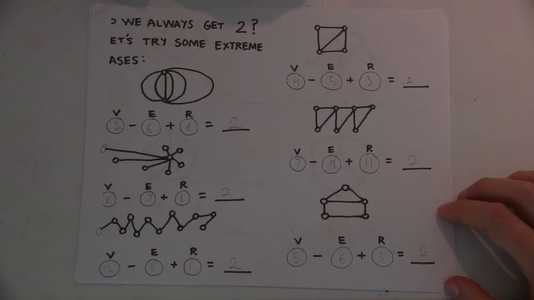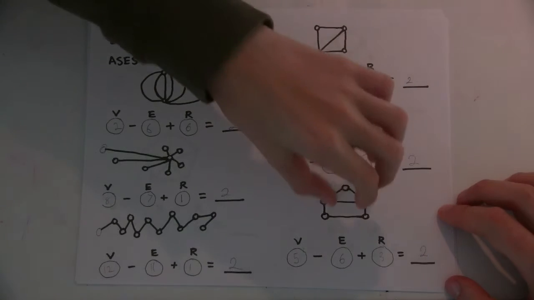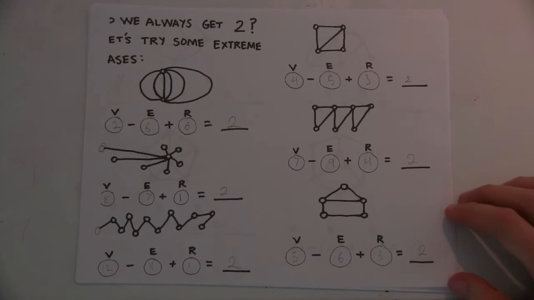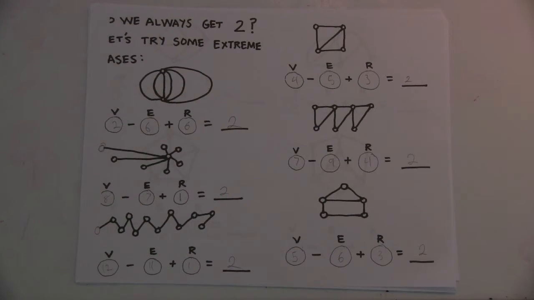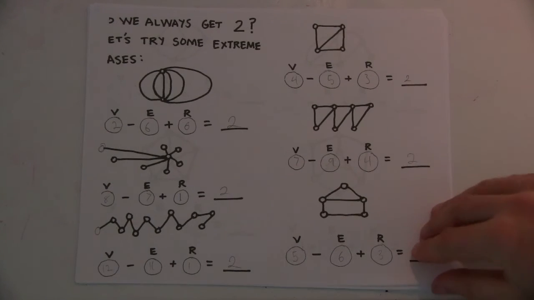These 3 triangles connecting gives us 2, and this sort of rectangle or triangle with a rectangle below it gives us 2 as well. Interesting. Certainly seems like you always get 2. Yes, we do.